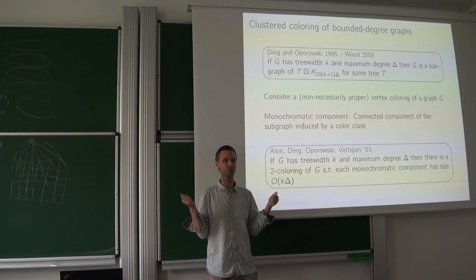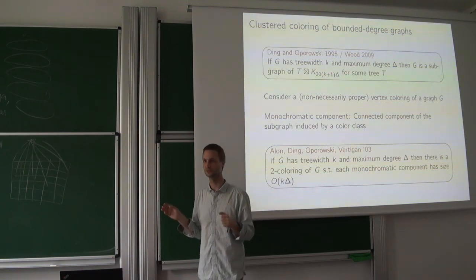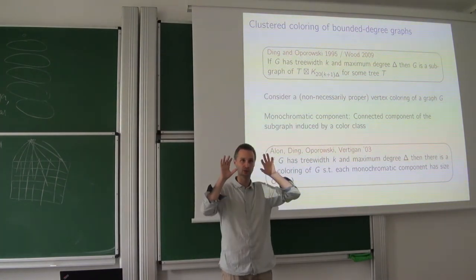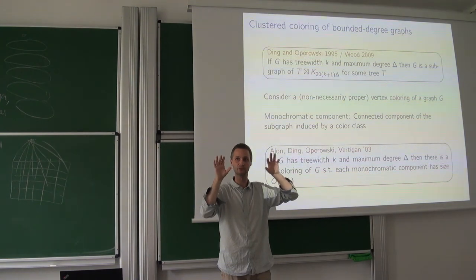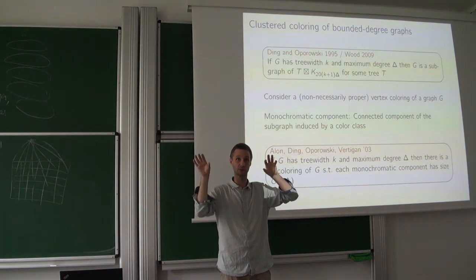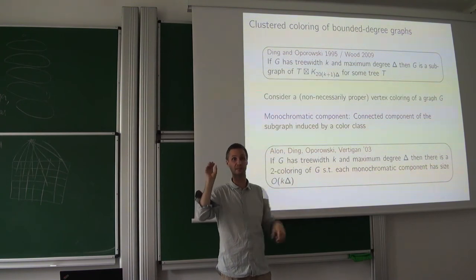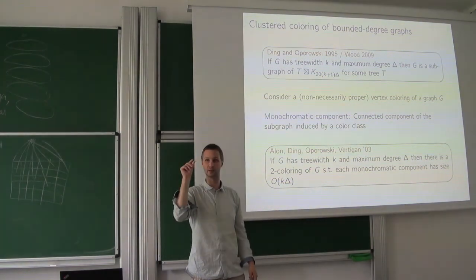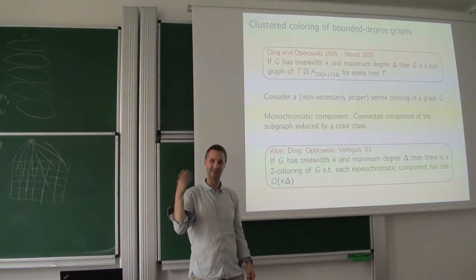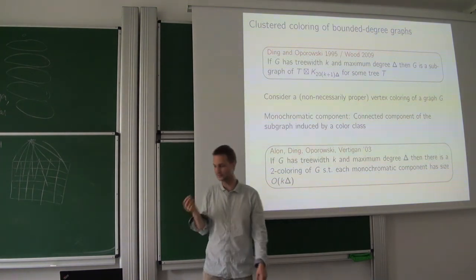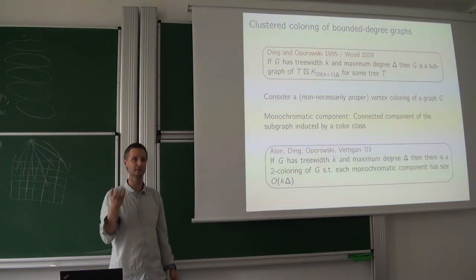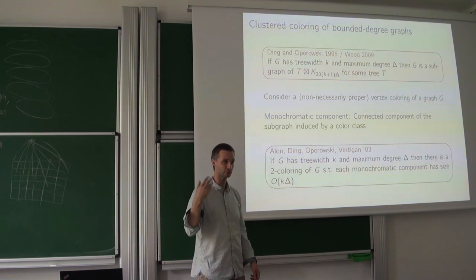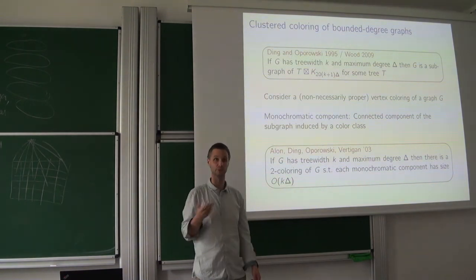And then, of course, it won't be a proper coloring, so you're not trying to get a proper coloring, but what you're trying to minimize is, when you look at a color class, and you look at the subgraph induced by that color class, you look at the connected components, you would like that these connected components are small. Right? So in the proper coloring, you want these connected components to be singletons. Here, we relax that and we just say, okay, every connected component of a color class has a small size. That's the goal here. Right? So that's what we are going to measure, what's the maximum size of a monochromatic component.